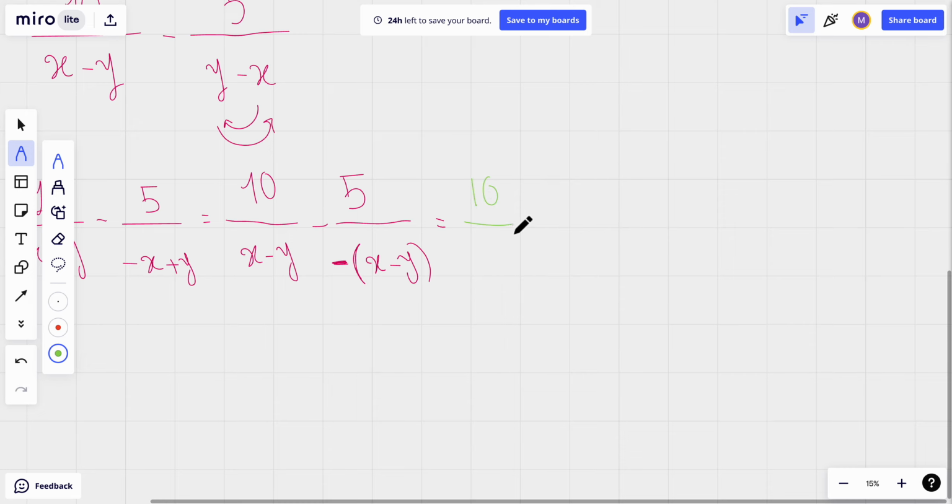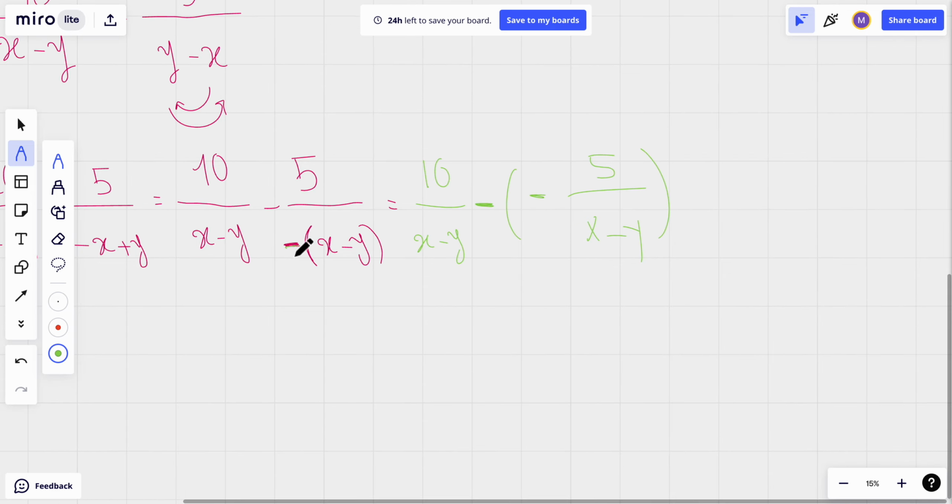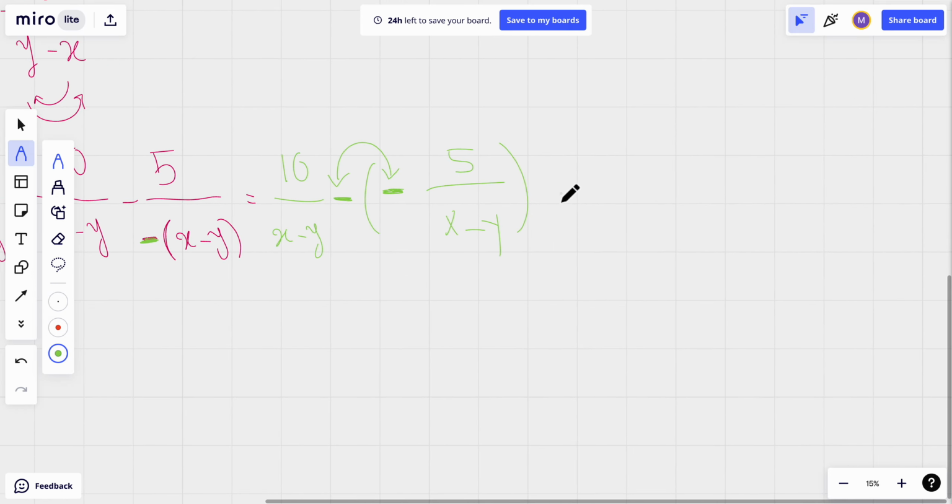The first fraction is not going to change, but the second fraction is now minus 5 over x minus y. Do you see how this negative can be moved around, can be inside the denominator, numerator, or right next to the previous negatives? That's why these two are going to give us a positive.